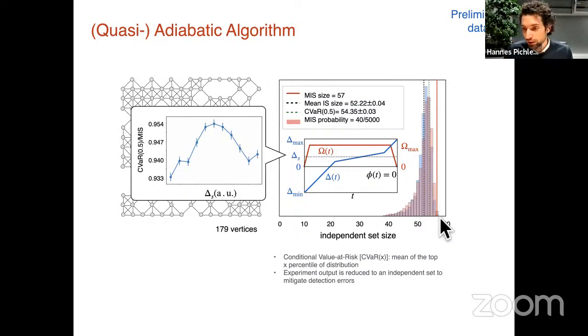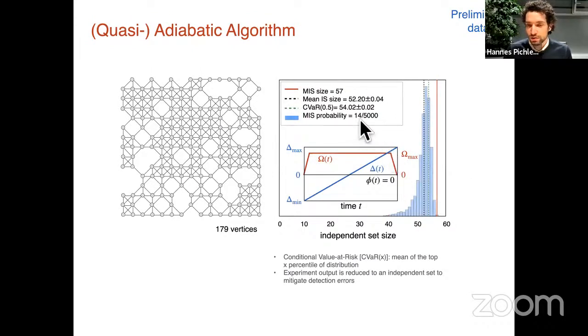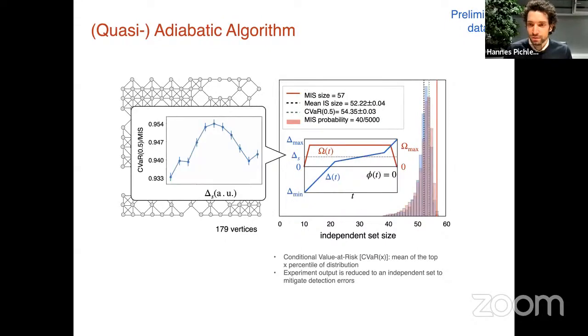And more than that, you can even see that before, with just a linear schedule, you found the maximum independent set 14 times out of 5,000. And if you optimize your function a little bit with just one variational parameter, you can get a factor of 3 in this MIS probability.